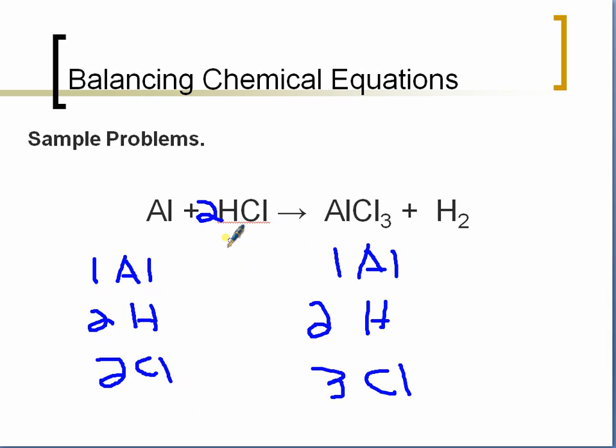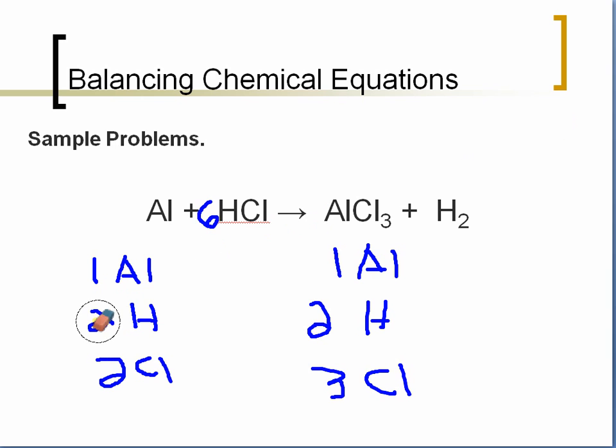And now we got this weird number here. How can I get chlorines to be balanced when there's a 2 there on the left and a 3 there on the right? Well, 2 and 3, the lowest common multiple is 6. So I'm actually going to erase this, and I'm going to put a 6 here instead.